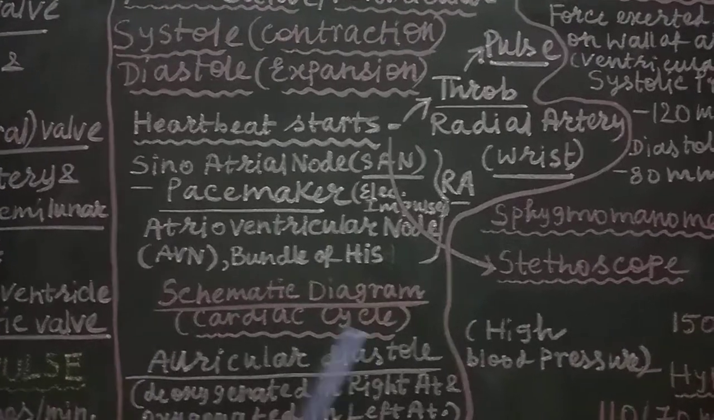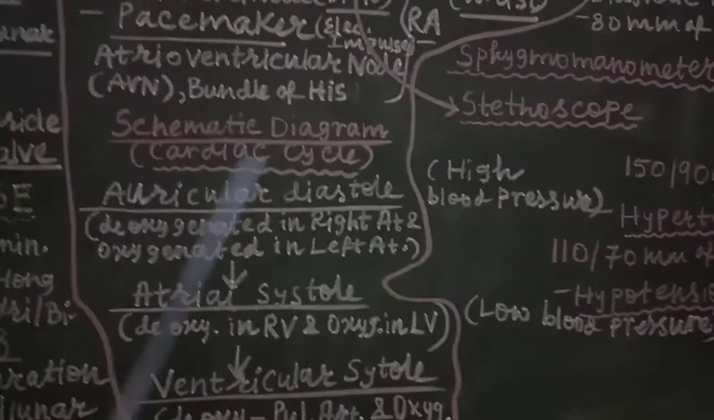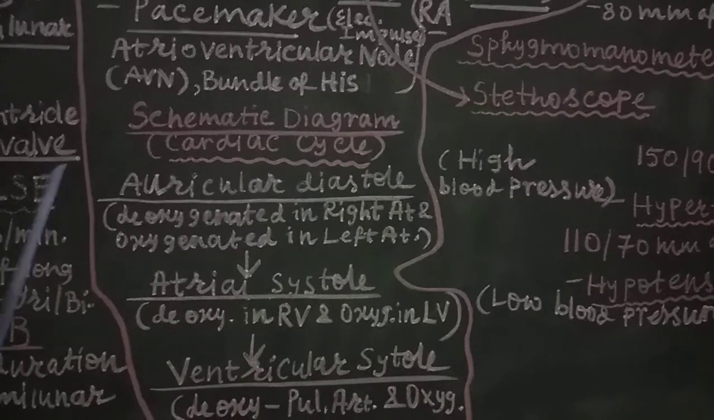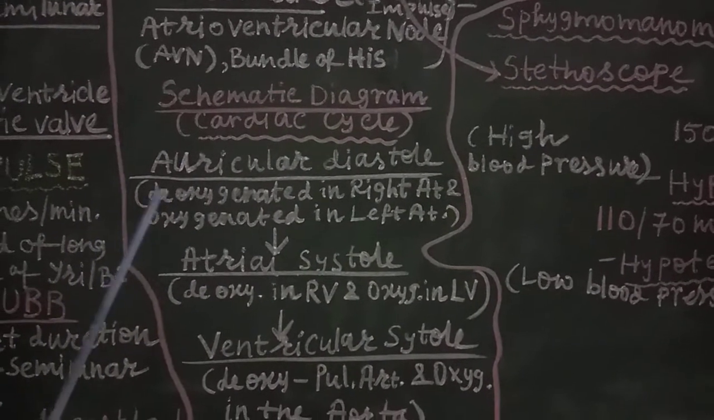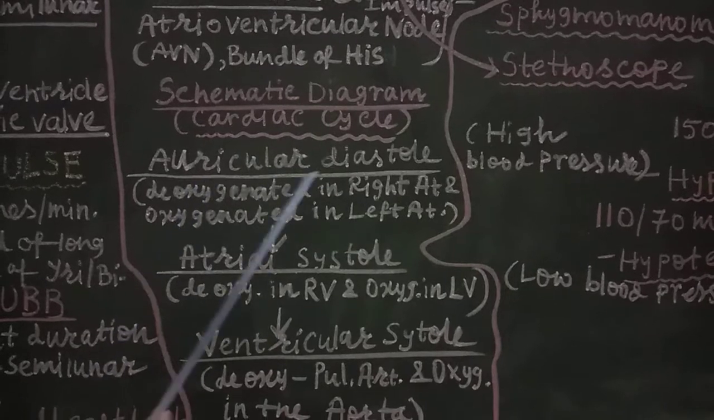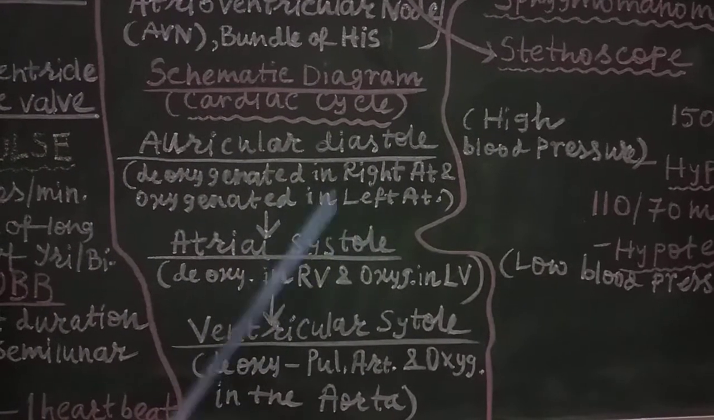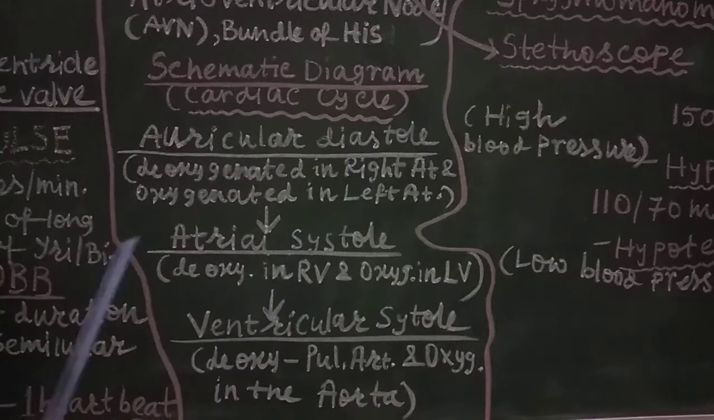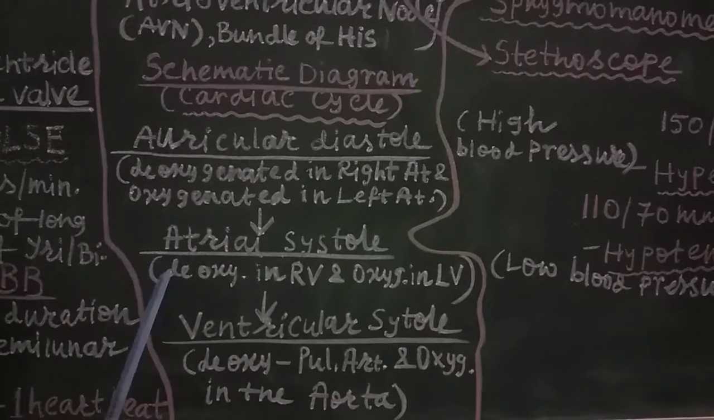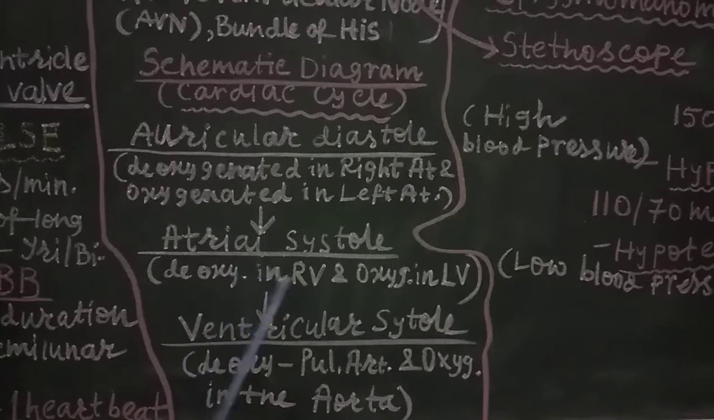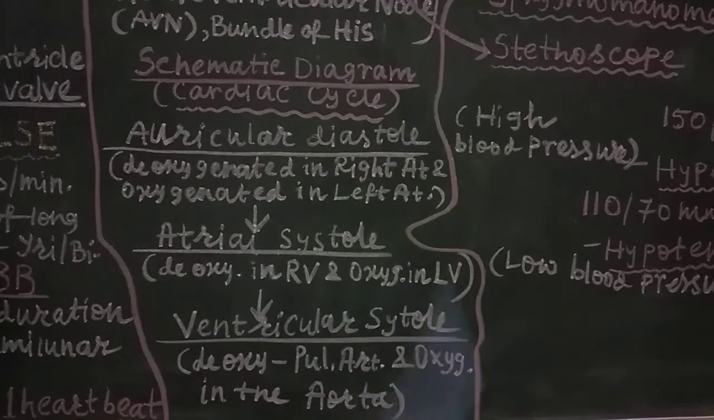Here is a schematic diagram of the cardiac cycle. In the blood circulatory process, you learned that during auricular diastole, deoxygenated blood comes into the right atrium and oxygenated blood into the left atrium. Both these things occur at the same time. After that, what happens? Atrial systole occurs. During that, deoxygenated blood goes to the right ventricle and oxygenated blood goes to the left ventricle.